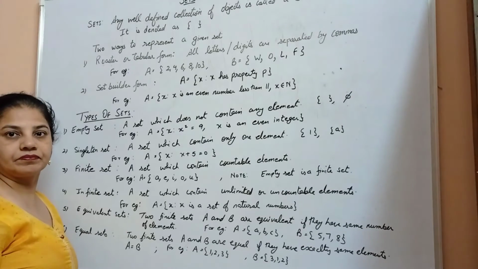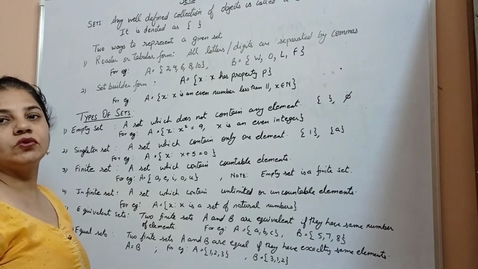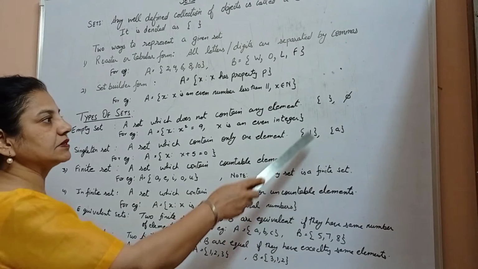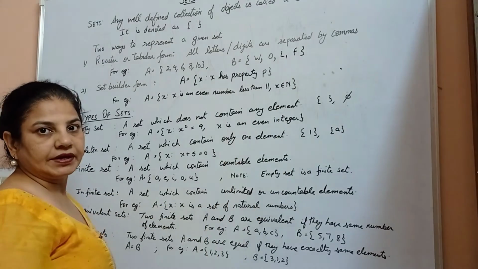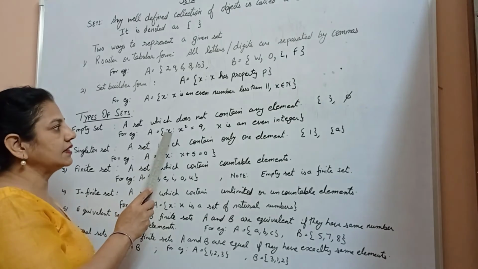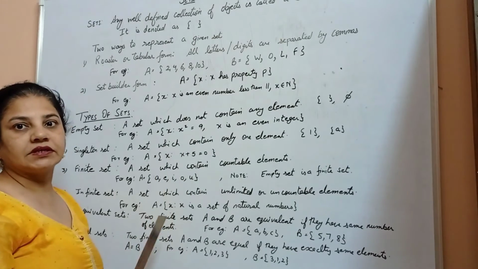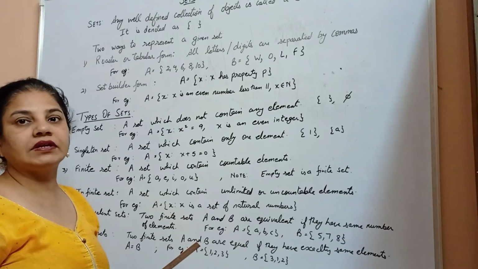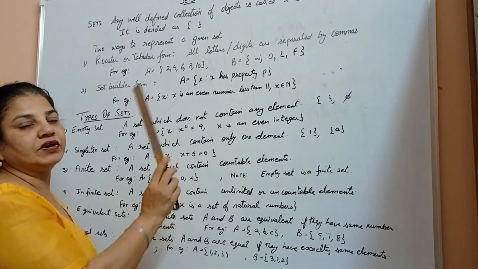Types of sets. Empty set: a set which contains no element is called an empty set, and it is represented as curly brackets with no element, or phi. For example, set A equals X such that X square is equal to 9, where X is an even integer. If we solve for X, we get plus or minus 3, and 3 is not an even number, and since X is required to be an even integer, it is an empty set.